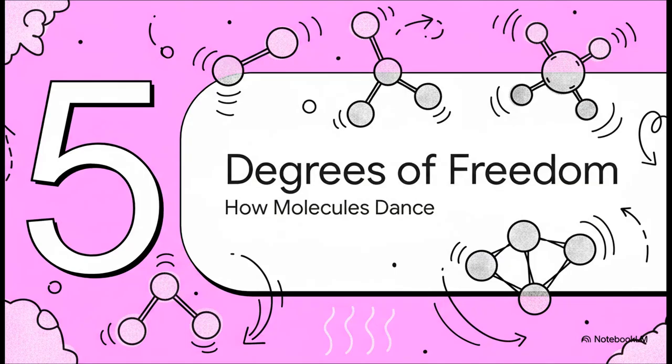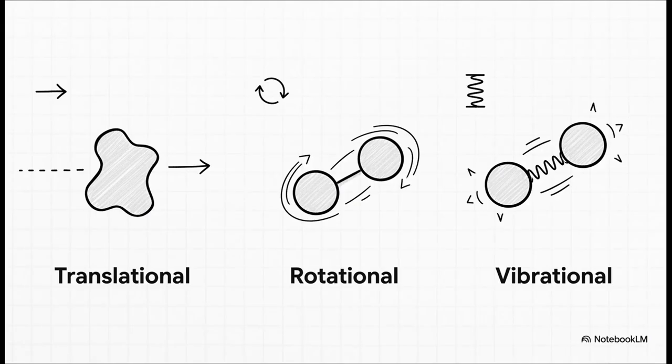But wait, there's another layer to this. It turns out not all molecules dance in the same way. The actual shape of a molecule changes the different ways it can move and store all of that kinetic energy. These different types of movement are called degrees of freedom. So a really simple molecule might just move from point A to point B. We call that translational motion. But a more complex one can also tumble and spin around, which is rotational. And some can even vibrate, with their atoms stretching and compressing almost like they're on tiny little springs.